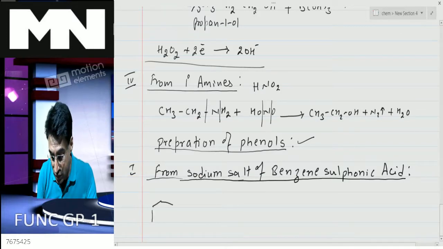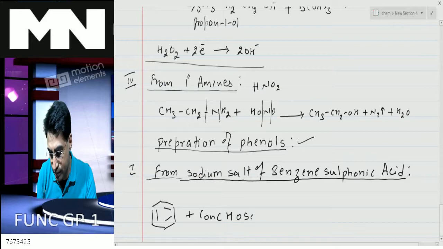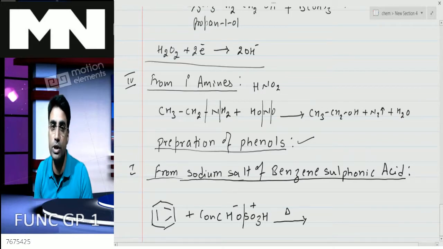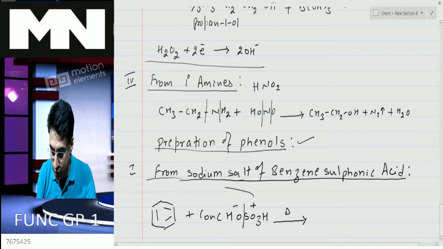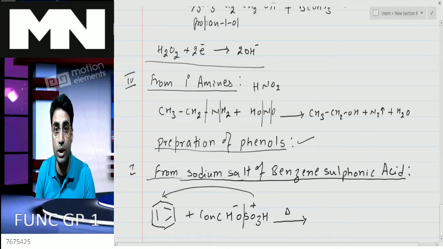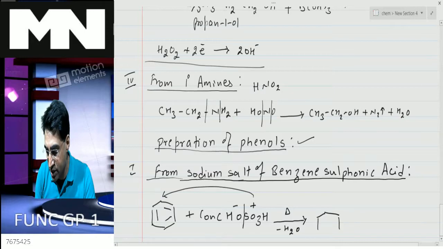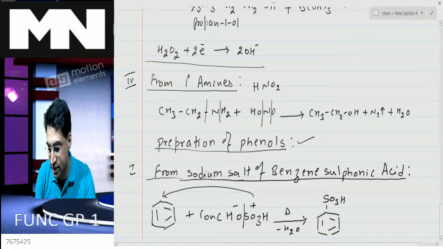Suppose I have a benzene molecule and I react this benzene with concentrated H2SO4. I can write it like this. On heating, it will break up into two parts, that is OH negative and SO3H positive. So SO3H positive is an electrophile in this case, which is going to attack on the benzene ring, leading to the release of H positive ion. That H positive ion will combine with OH negative and will come out as H2O. So I will get benzene sulfonic acid. This is the compound I am getting, benzene sulfonic acid.